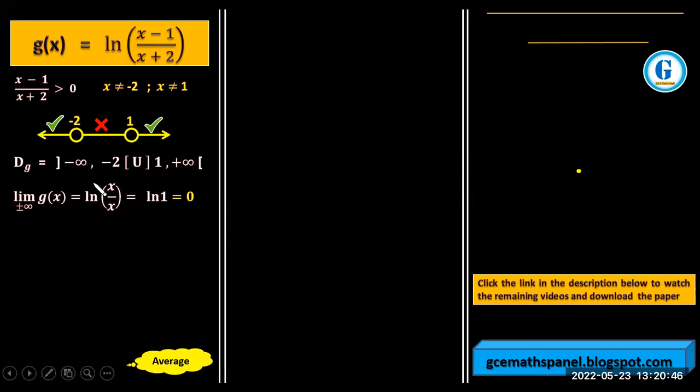The next part of the question was for us to state the limits at these bounds of the domain of definition. So the first limit, as x tends to plus or minus infinity, is going to give us 0. Why, or how do I know this? Now let's look at this ln.